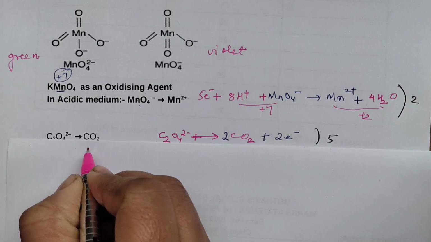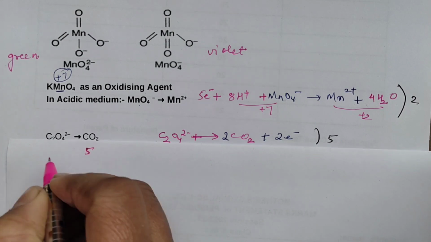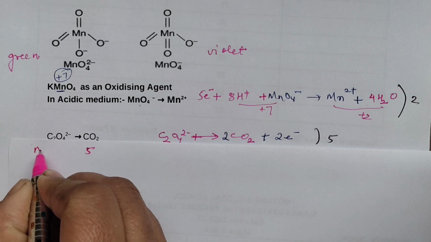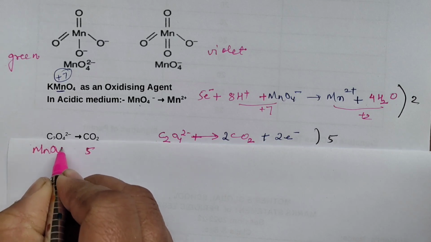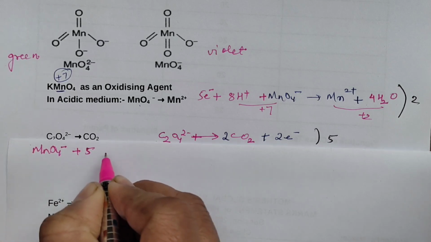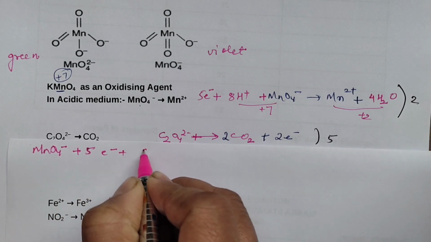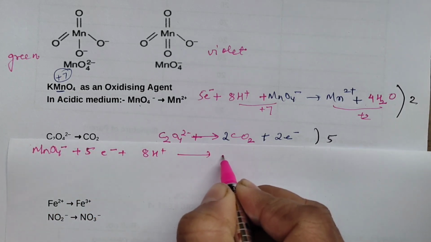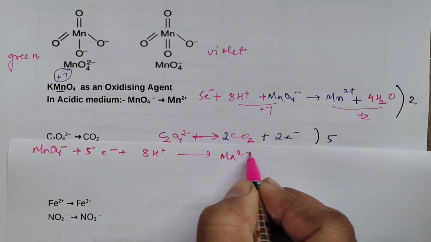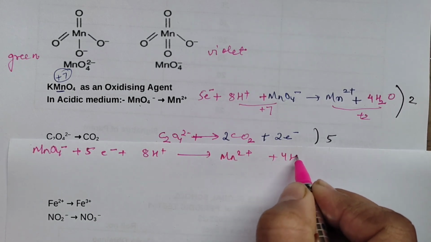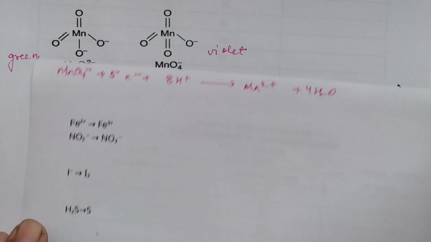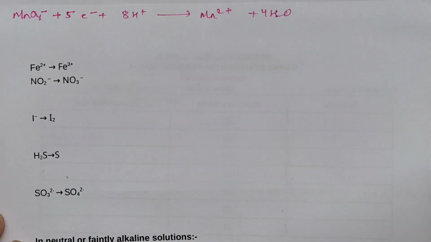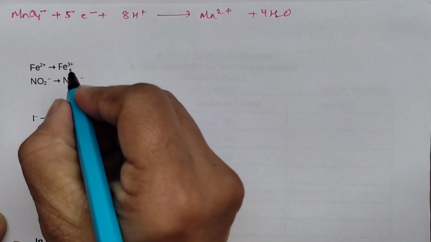I am writing the main equation on the top, that is 5. Let me begin with MnO4 minus plus 5 electrons plus 8 H plus. It will give you Mn2 plus plus 4 H2O. So this equation is common, to which you are adding the others. Okay, so let us balance it.